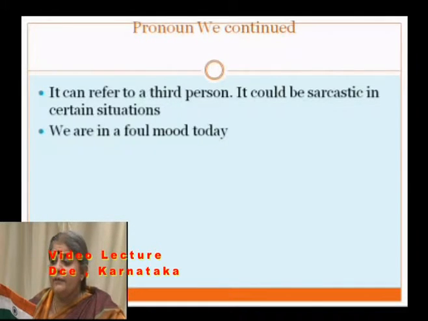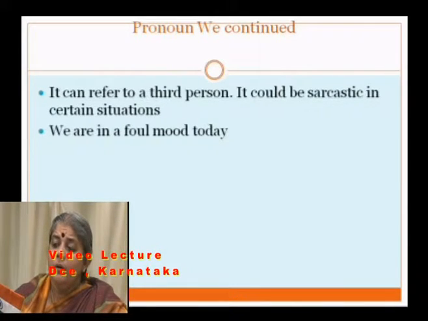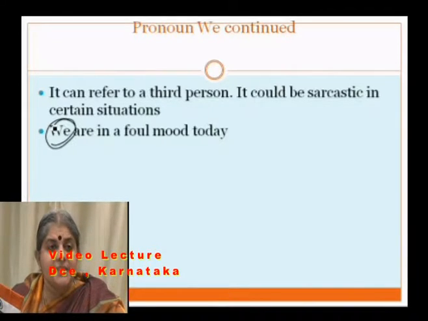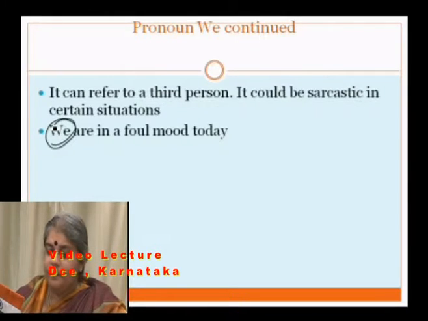It can also refer to a third person. It could be sarcastic in certain situations. Now, we are in a foul mood today. What is it? Sarcasm. You are feeling very unhappy about the situation today. So, when you say we are in a foul mood today, you mean to say that you are not happy about the situation.